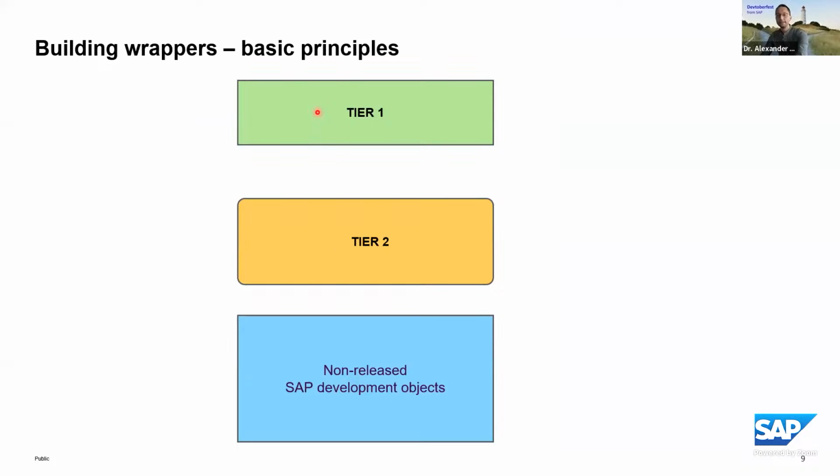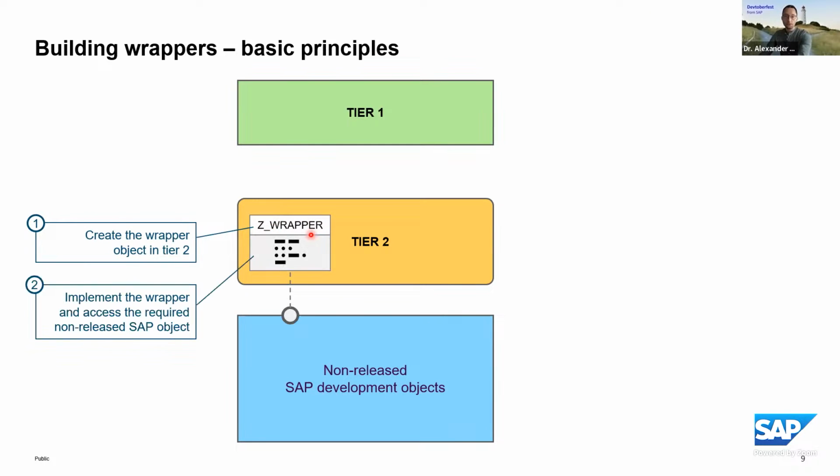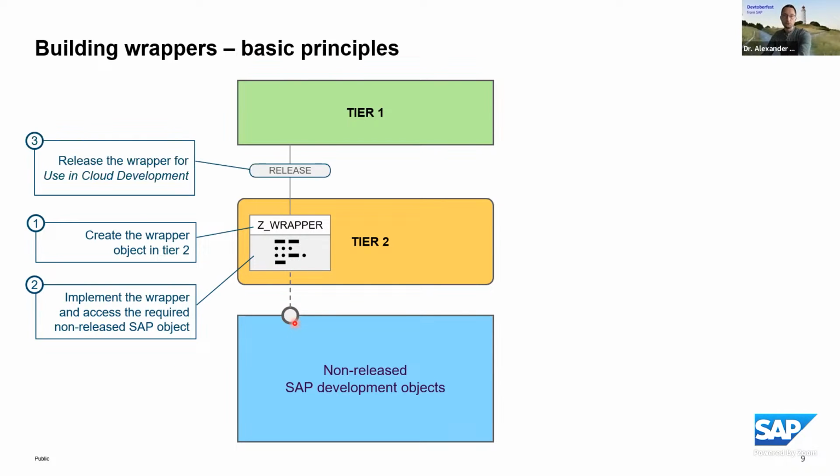Okay, how does it now work? The first step is that you create a wrapper object in tier 2. The second step is that you implement this wrapper, and in the implementation, you make access to the non-released SAP development object. And the third and final step is you release your wrapper object for the use in cloud development. And with that release, this wrapper becomes accessible from tier 1. And thereby, indirectly from tier 1, you can use the non-released SAP development object.